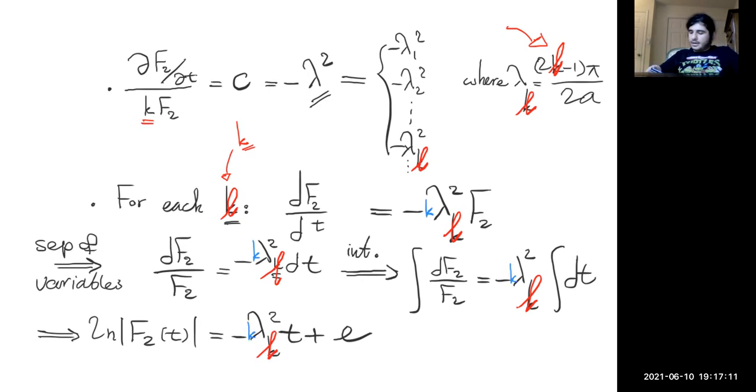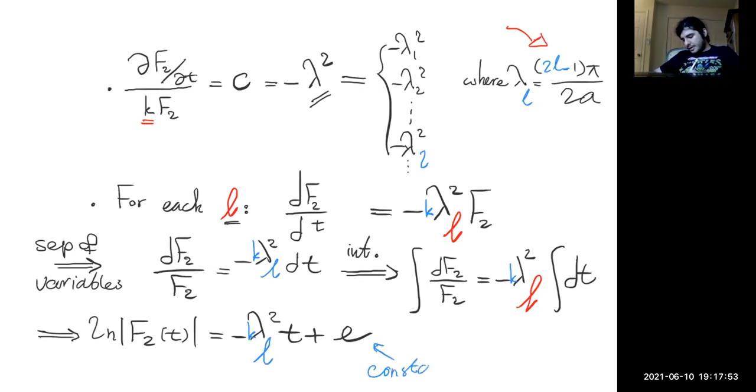So let me correct this page so it won't confuse you. Here we would have lambda L. We really need a lot of letters; we don't have enough letters. So here we would have minus lambda L squared, minus lambda L squared k t, plus this constant. This is the constant of integration.